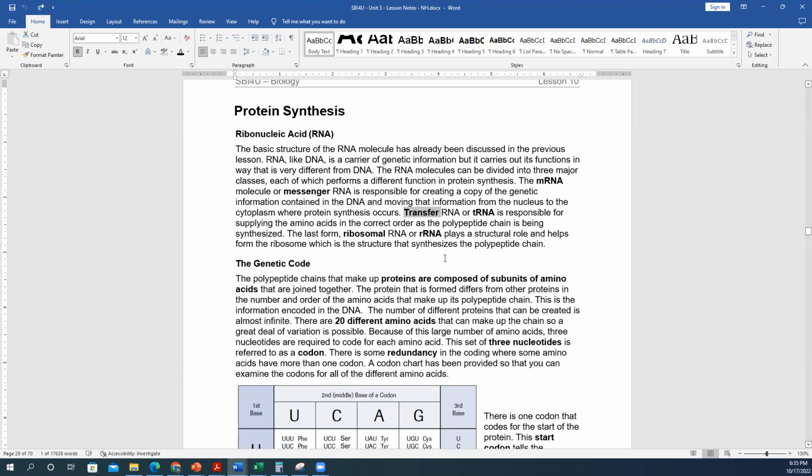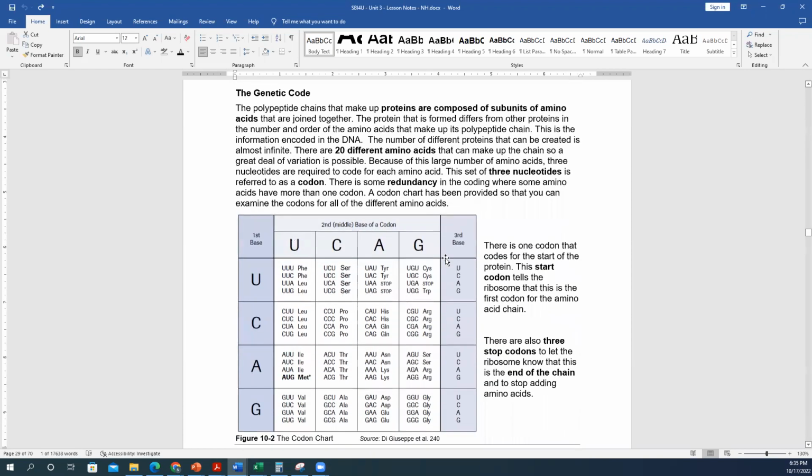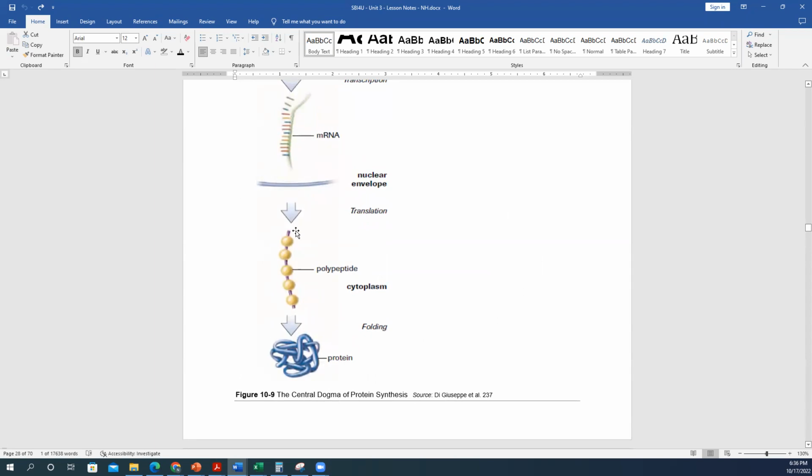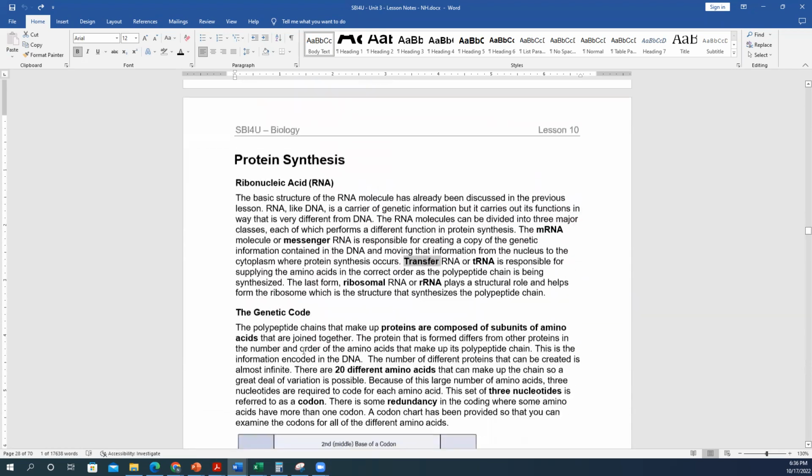Now, many of you might be familiar with this idea, but we're going to review the genetic code a little bit more. As you know, polypeptide chains that make up proteins are made up of subunits of amino acids that are all joined together. So if we go back, for example, to this representation, this is a polypeptide chain, and each one of these little blobs along the chain represents a different amino acid, and those will fold up to give you an overall folded protein.